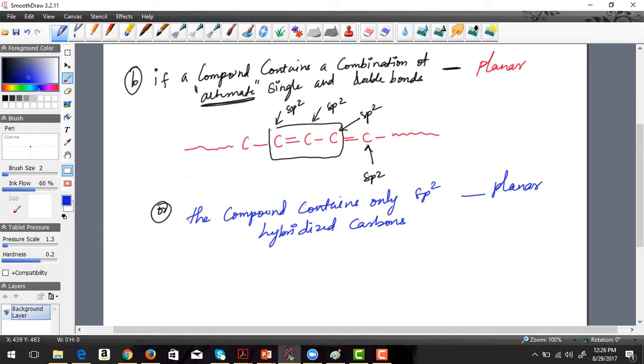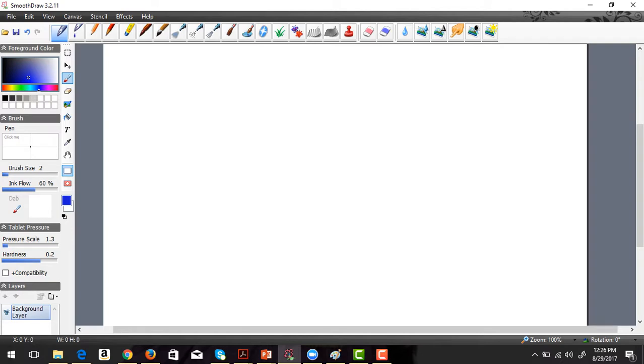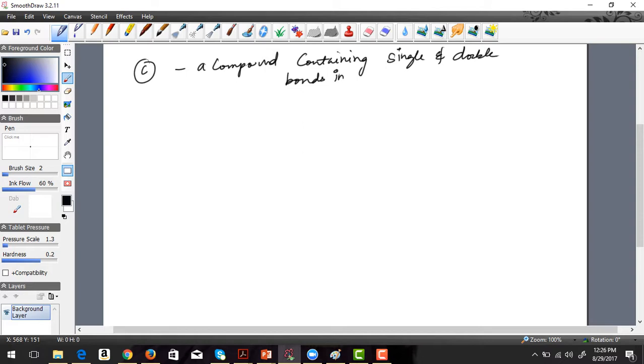That's pretty much what we have talked about today. So scenario C: a compound containing just single and double bonds. You're missing the word alternate here: single and double bonds in various locations. I'm using the words various locations just to make it different from alternate. That is going to be not planar.